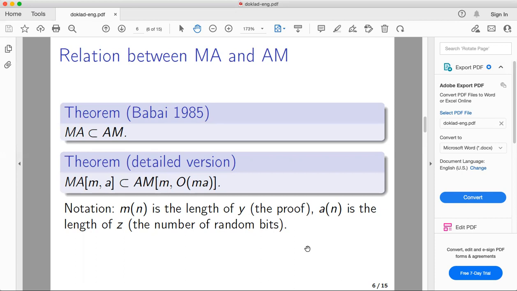And so it turns out that this class is a subset of AM, where the length of the proof is again m, but the number of random bits is larger by a factor of order m. Which means that in the transformation of MA protocols to AM protocols, the amount of randomness increases by a factor of m.